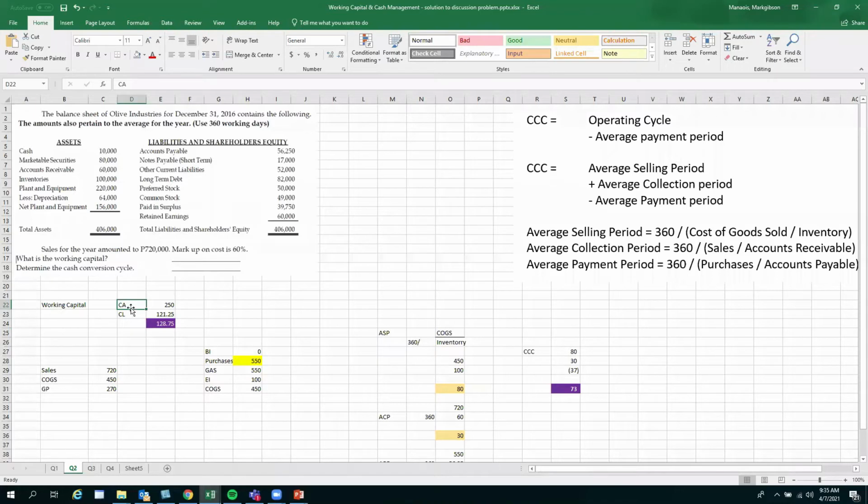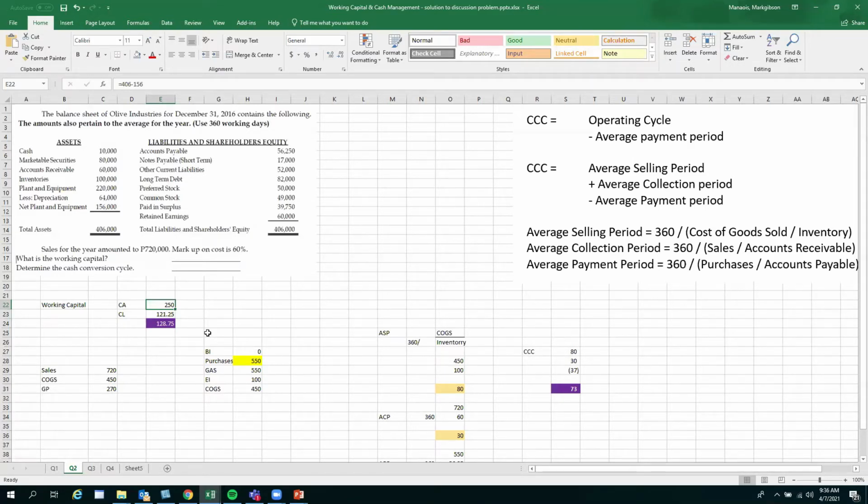So, you have current asset and current liability. So, current assets, that's how much? 250,000. Paano na-compute? Ang ginawa ko is yung pinakamabilis, kinuha ko lang yung total asset less the net plant and equipment, yung 156. Kasi alam natin na yung current assets dito would be your cash, your marketable securities, AR, and inventory. So that's 250,000 pesos.